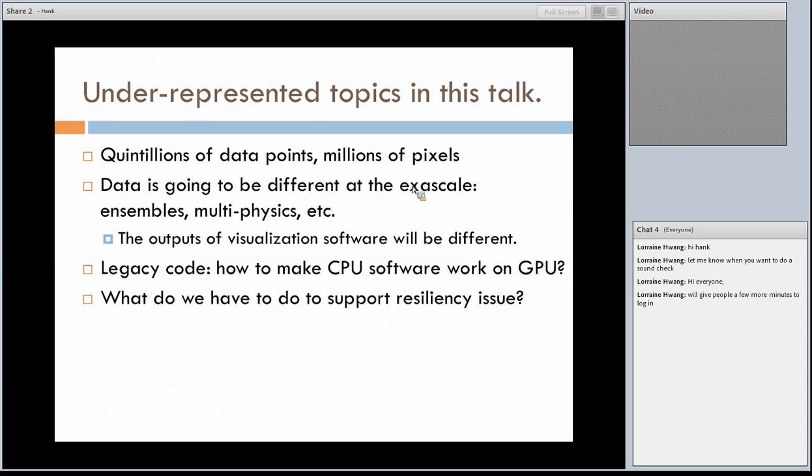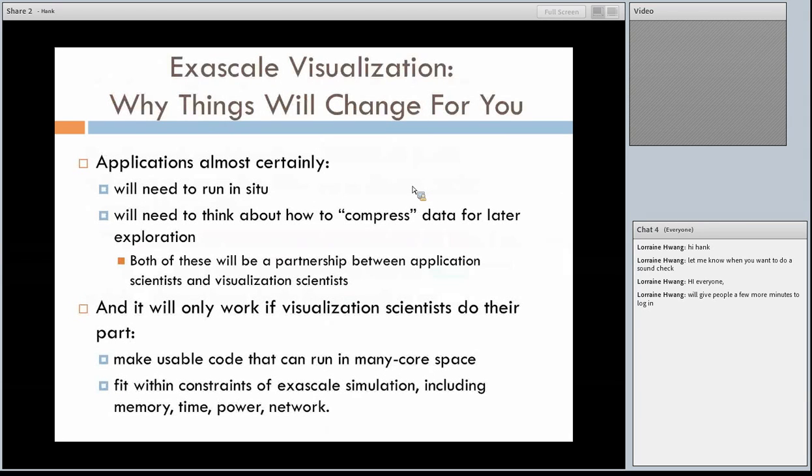So I didn't mention resiliency at all, but fault tolerance is predicted to be a big issue at the exascale, and so we all have to be thinking about how to do things in a fault-tolerant way. Okay, so this talk was billed as exascale visualization, why things will change for you.